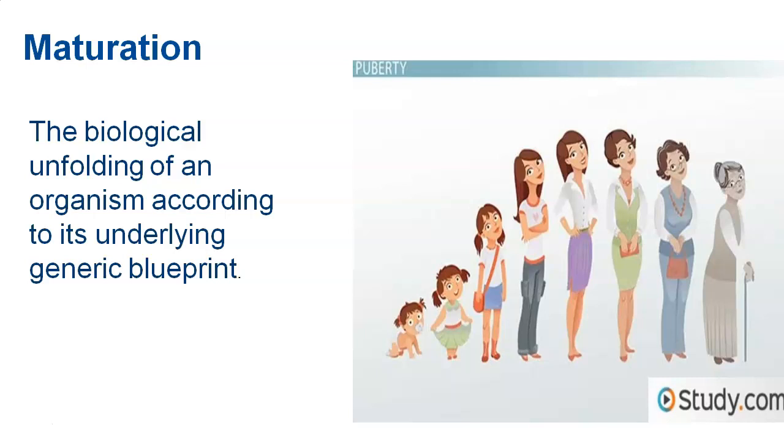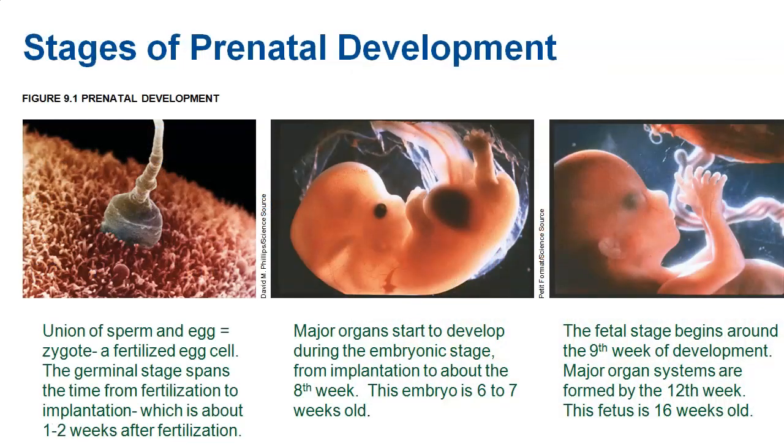The first thing to know is this idea of maturation. And so this is the biological unfolding of an organism according to its underlying genetic blueprint. So this is the whole idea of how we change naturally based upon our genetics. That is our maturation.